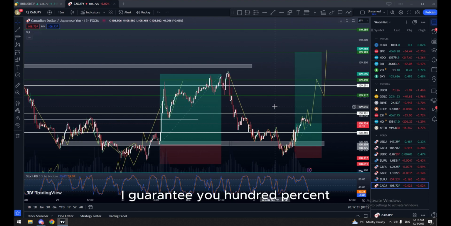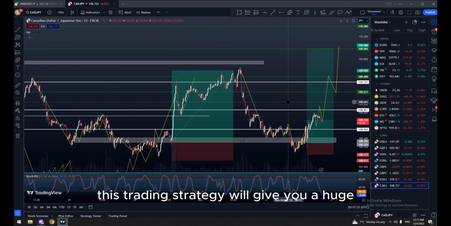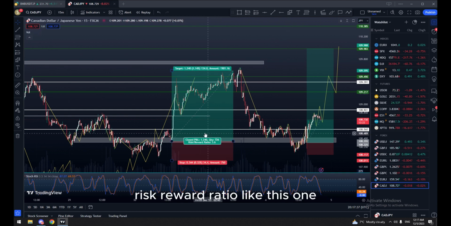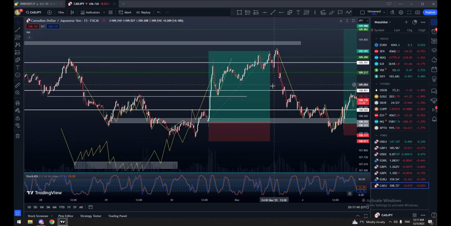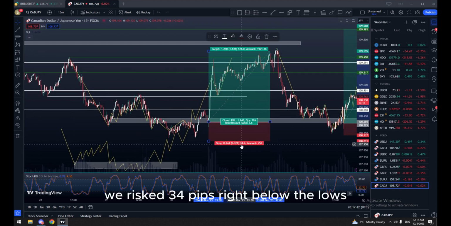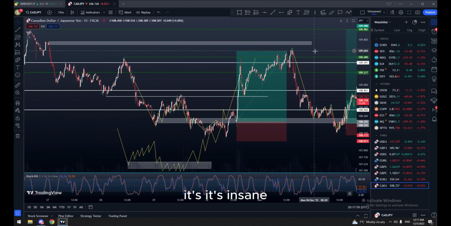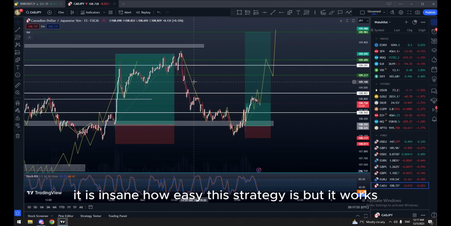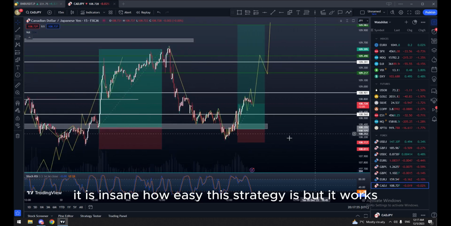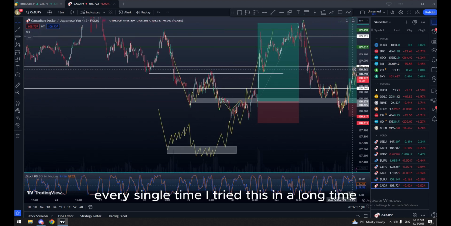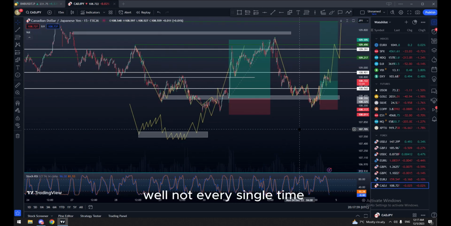I guarantee you 100% this trading strategy will give you a huge risk reward ratio. Like this one, for example, we risked 34 pips right below this lows to make 125 pips. It's insane, I know, right? It is insane how easy this strategy is, but it works every single time. I've tried this in a long time. Well, not every single time, but in most cases it's working.